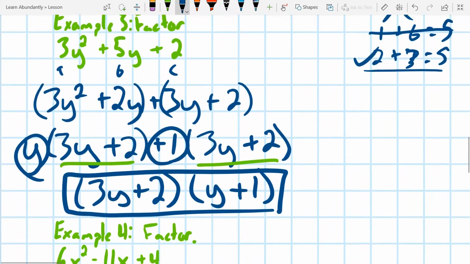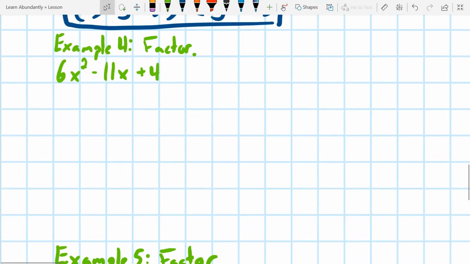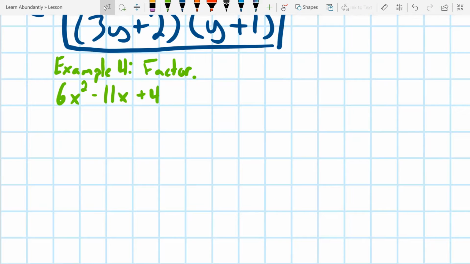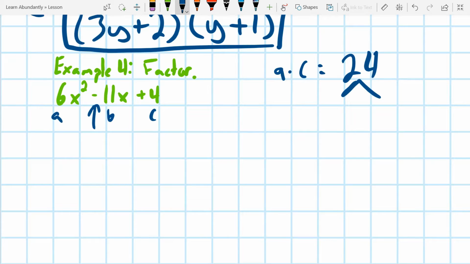All right. I'm going to start giving you some uglier numbers here. For example 4, we've got A, B, and C. And I want you to notice the negative there. So that definitely is going to change our problem a bit. So when we do this, we're still going to do A times C. And that's 6 times 4, and that gives me 24. And I need to split this into the factor pairs that equal negative 11. So I'm going to go ahead and split it up.